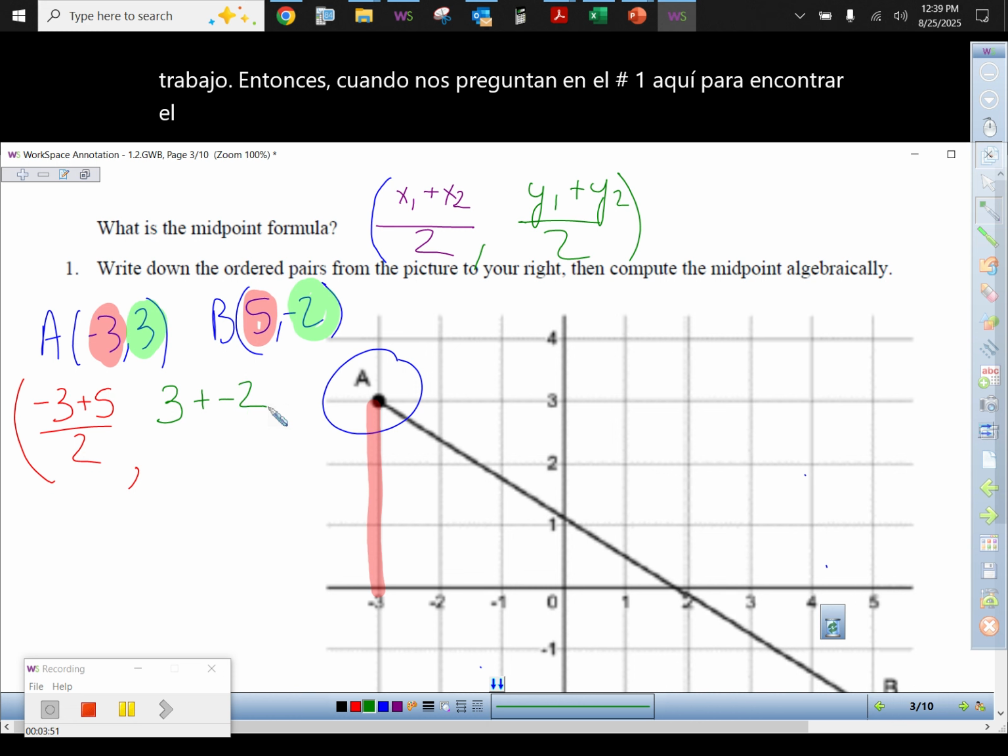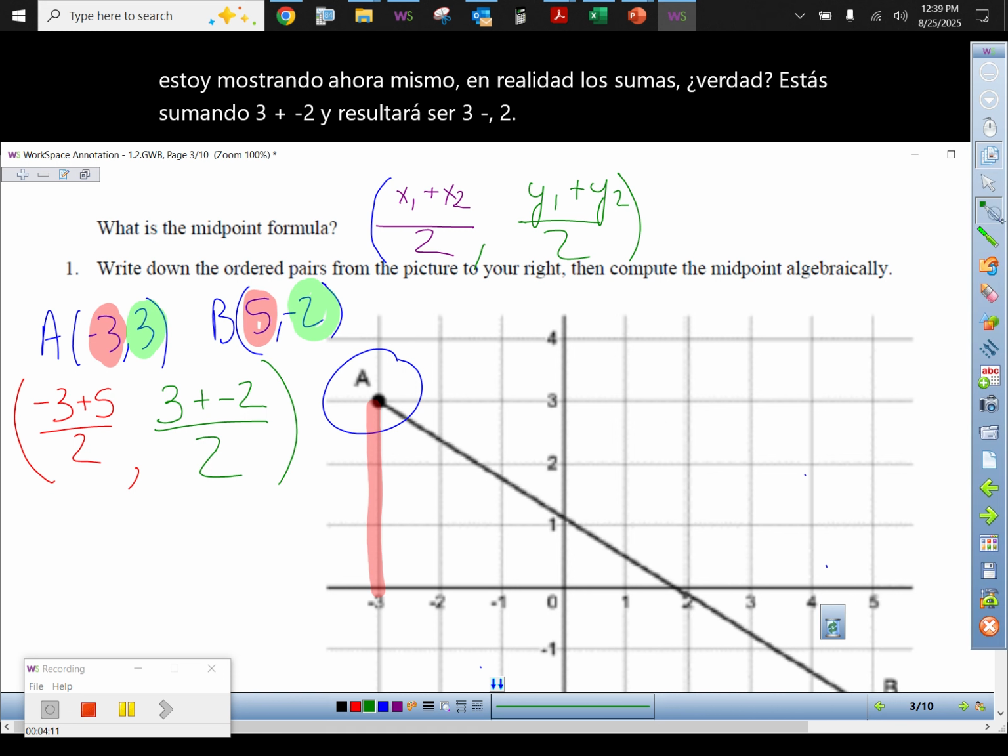Hey, time out. Is there a smarter way to write 3 plus -2? What would you really write? Just minus? So we'll do that the next time, right? But I'm just showing you right now, you actually add them together. You're adding 3 plus -2, and it'll turn out to be 3 minus 2. So here's what we'll do. We'll clean each one of these up.